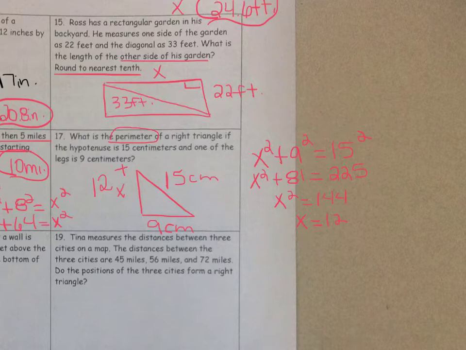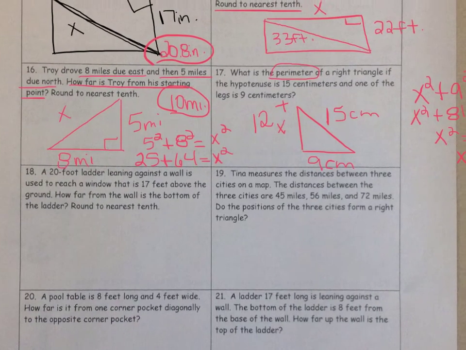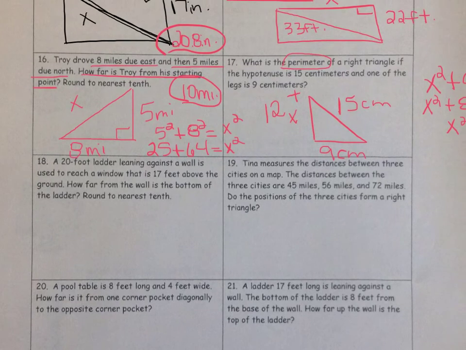We need to add 12 plus 15 plus 9 to get 36 centimeters. That is your final answer. Please, if you want to work with a peer buddy or if you need help on any of these questions, please come ask me. I'm going to go ahead and move on. I'm going to walk you through all of these questions, and we're going to go from there.